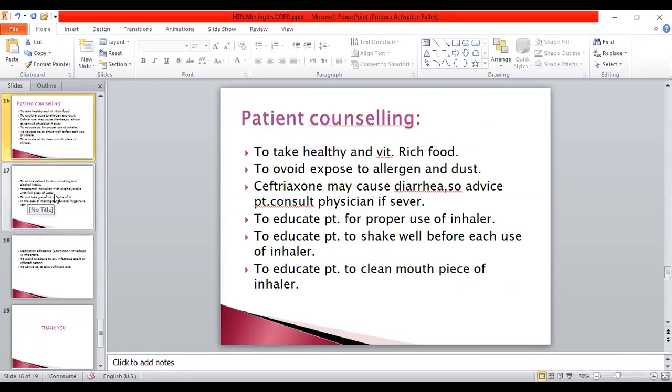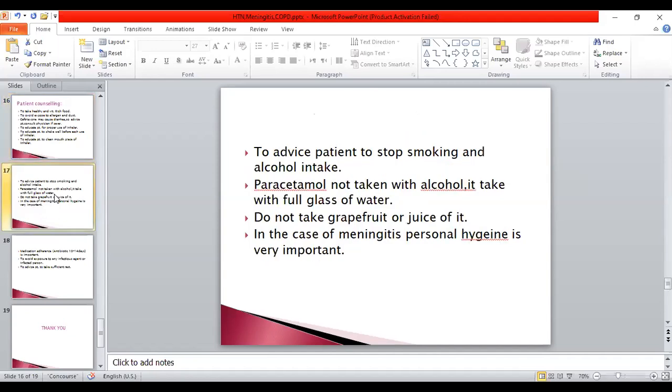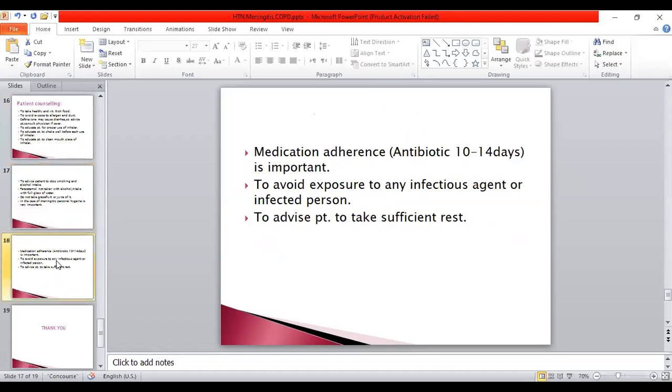Next slide. All repeating some of the things. Not grapefruit juice or repeating. Okay, it's not really there. Okay, so any other question?